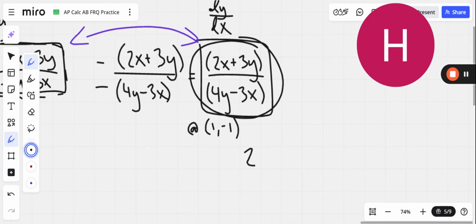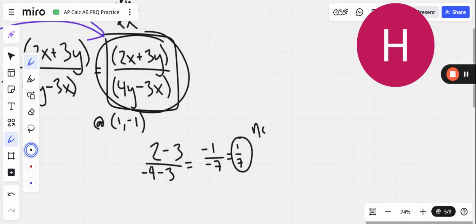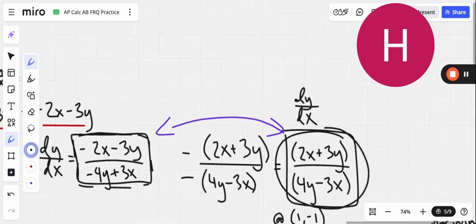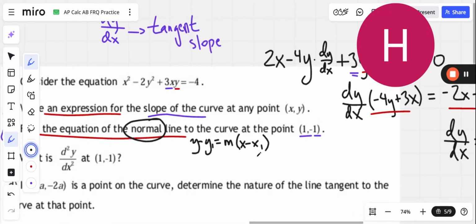That's going to be 2 minus 3 over negative 4 minus 3, because the x and the y's are switched there. So this is going to be negative 1 over negative 7, or 1/7. That is the tangent slope. That means that the normal slope is going to be negative 7.